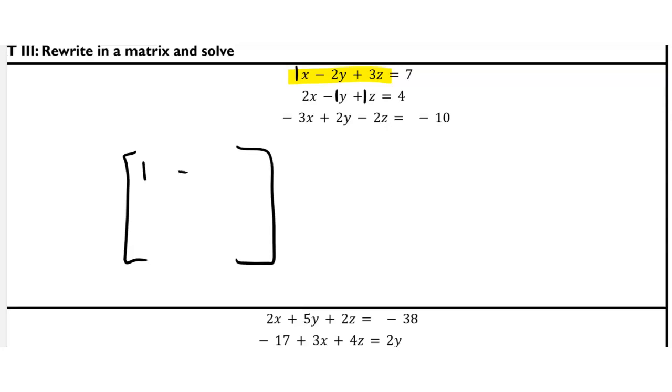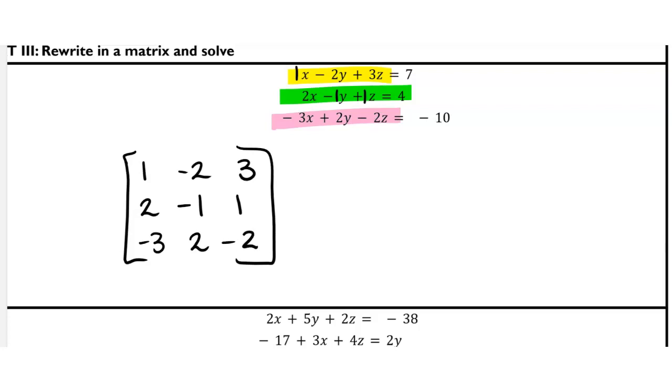So we've got 1, -2, and 3. For the next one, we've got 2, -1, and +1. And for the last one, we've got -3, +2, and -2.